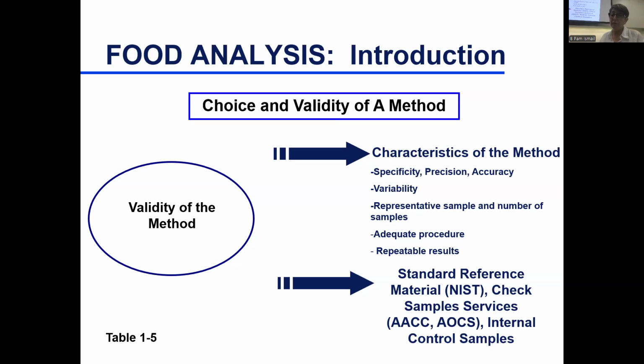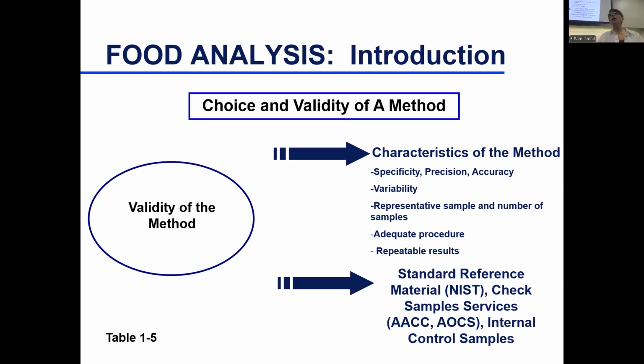There are sample services like AACCI, which is cereal and grains now, that offer sample services. That means they send you references, you analyze your samples, you send them the results, and they come up with reports for you about the validity of your results. Same for AOCS, American Oil Chemists' Society.